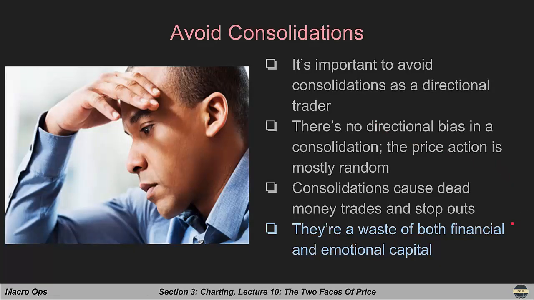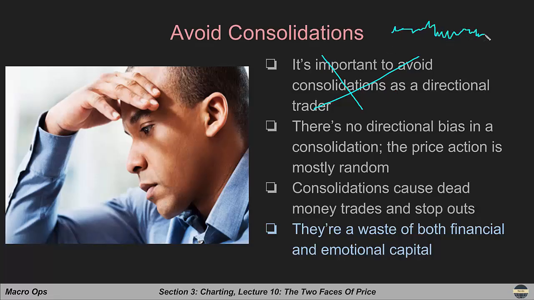So as a directional trader, we want to avoid consolidations altogether. They're the bane of our existence. We do not want to be involved in consolidations as a directional trader, because in a consolidation, there is no bias in price. And there's no rhyme or reason to the daily ups and downs in consolidations because we're in an equilibrium state. So price is just kind of bouncing around haphazardly.